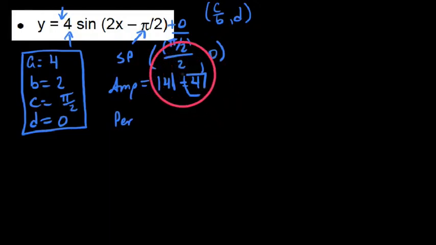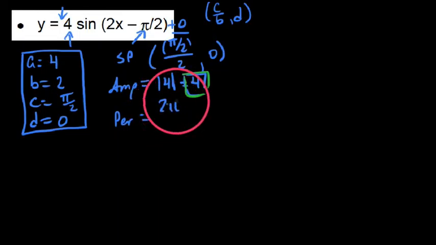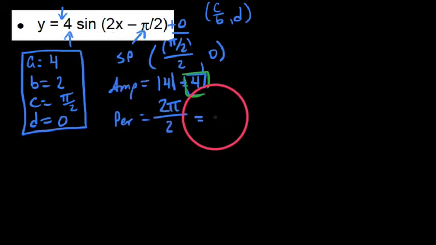I'm going to put a box around that in a different color. And then lastly, the period is always the normal period of the graph. The normal period of a sine or a cosine curve is 2 pi, and we'll divide that by b, which is the number of cycles we'll go through. So if we go through 2 cycles in a normal 2 pi period, then the period now would just be 1 cycle's worth of period at pi units.